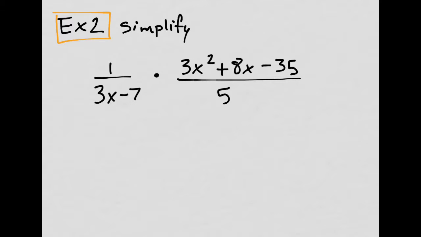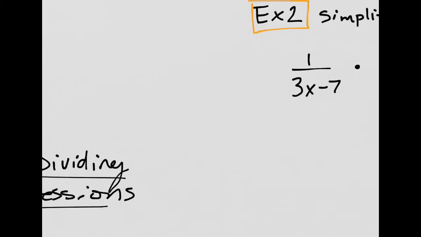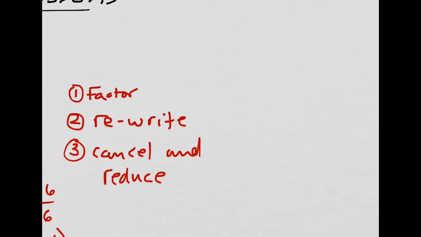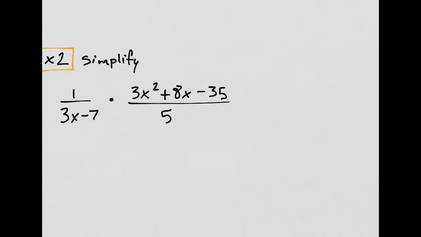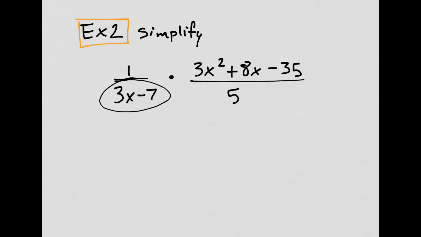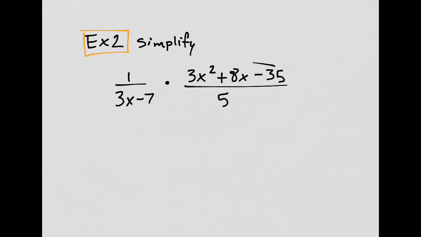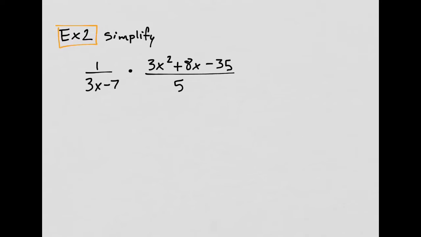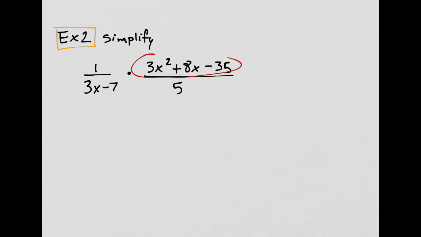So here we have it. Simplify. Again, we'll revisit our steps. Factor, rewrite, cancel, and reduce. So I'll factor this. I can't factor that. The only thing I can factor is that top piece right there. So let's factor that. I'll do that in red. Remember, you do the 3 times the negative 35.